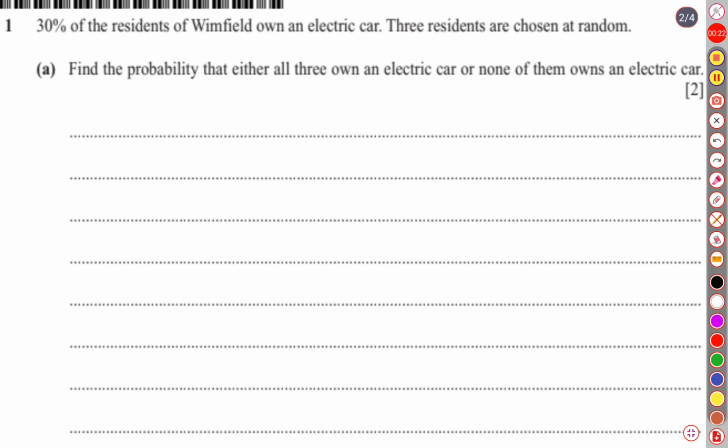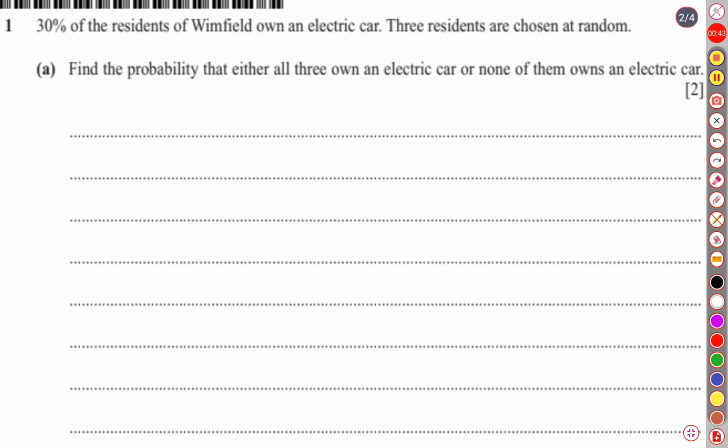Let's read the question. Question number 1 says 30% of the residents of Winfield own an electric car. Three residents are chosen at random. Find the probability that either all three own an electric car or none of them owns an electric car.